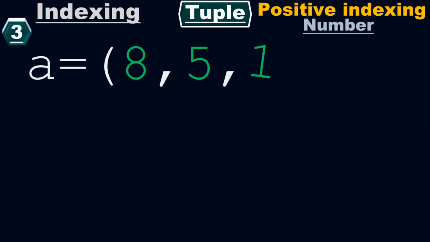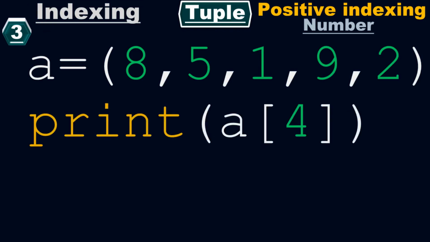Example number 3. A equals 8, 5, 1, 9, 2. Print of A of 4, which gives 2 in the output. Look, this time I took index 4. Exactly at index 4 we have 2. Because remember, indexing starts from 0, like 0, 1, 2, 3, 4. So exactly at index 4 we have 2. Therefore, when you run it, it returns 2 in the final output. You will get 2 here.